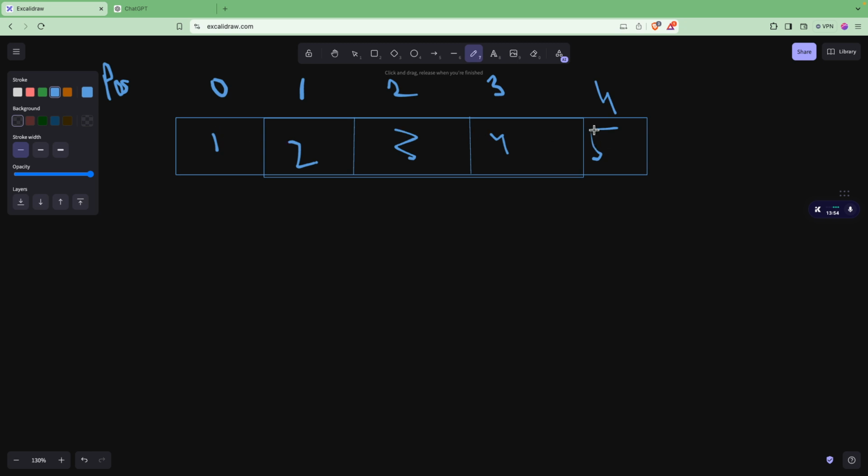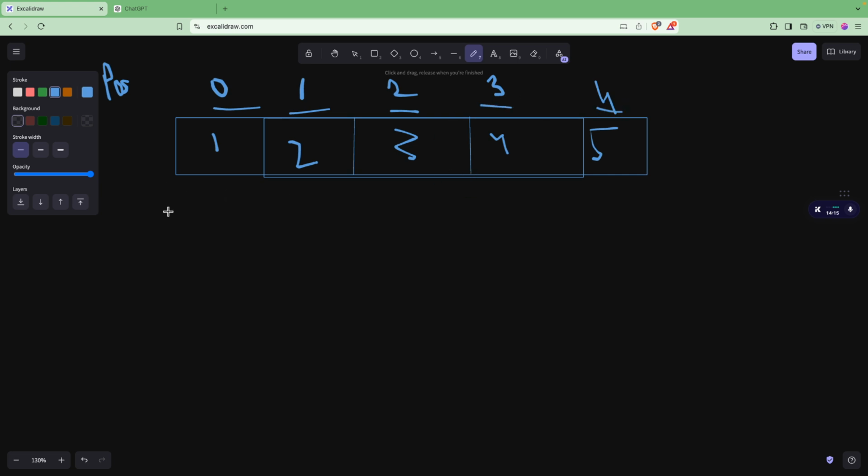Now, if we ask how many elements we have, then we have five elements. One, two, three, four, five. But what is the index of it? The index of the first element is zero, and the second is one, and the third is two, and the fourth is three. The position, okay, the index.